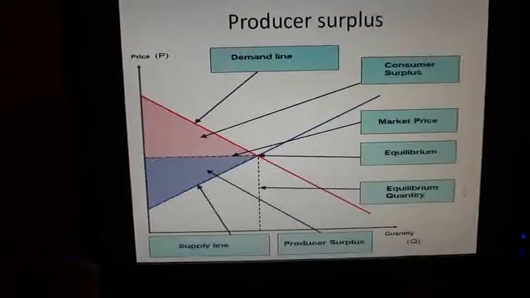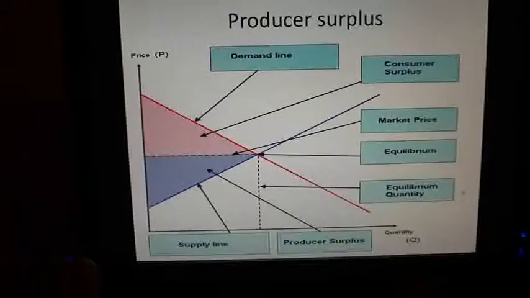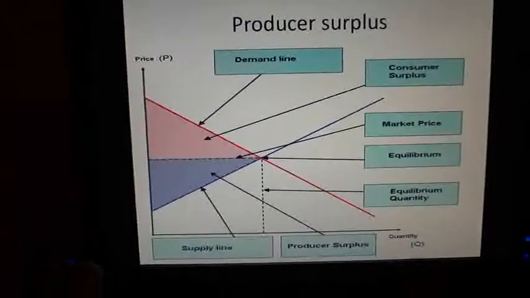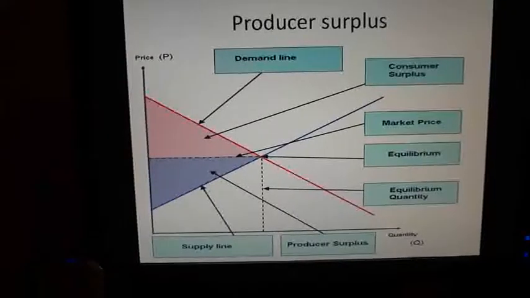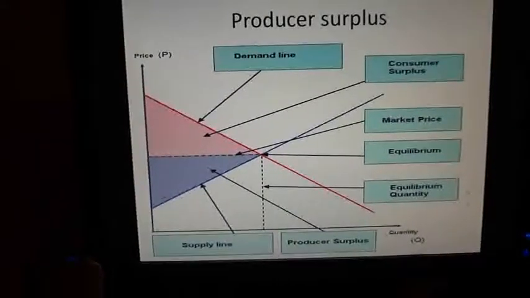Producer surplus. Producer surplus is measured as the difference between what the producers are willing to accept to supply a good and the price they obtain. To find the level of producer surplus, you will find it in the area above the supply curve and below the market price.